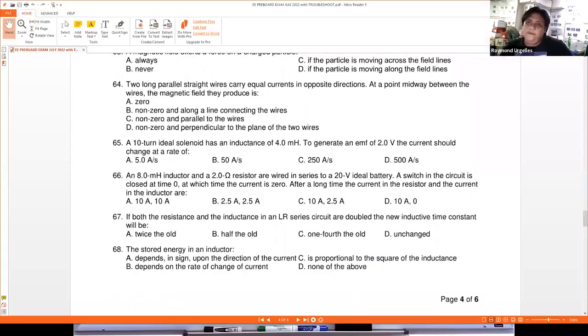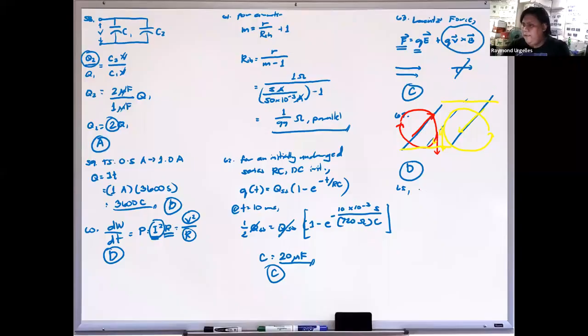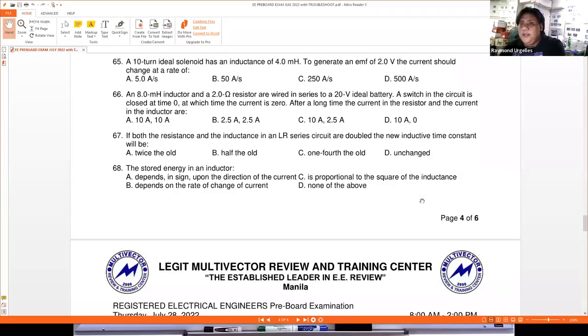So next, number 65. We have an ideal solenoid. To generate an EMF of 2 volts, the current should change at the rate of blank. Now remember, the direct formula for EMF induced in an inductor is negative L di dt. So therefore, solving for di dt, what will be our induced EMF?